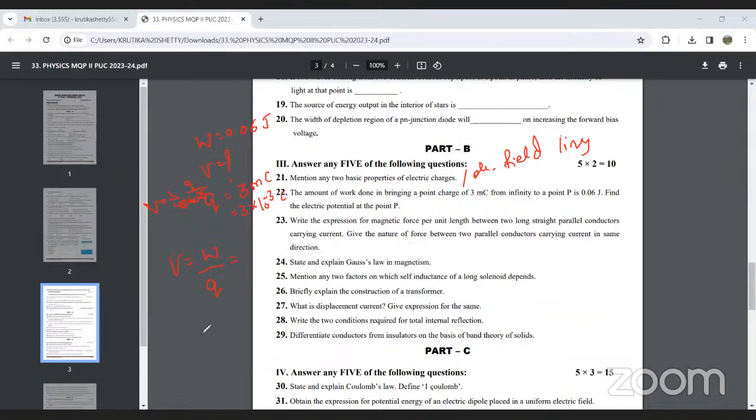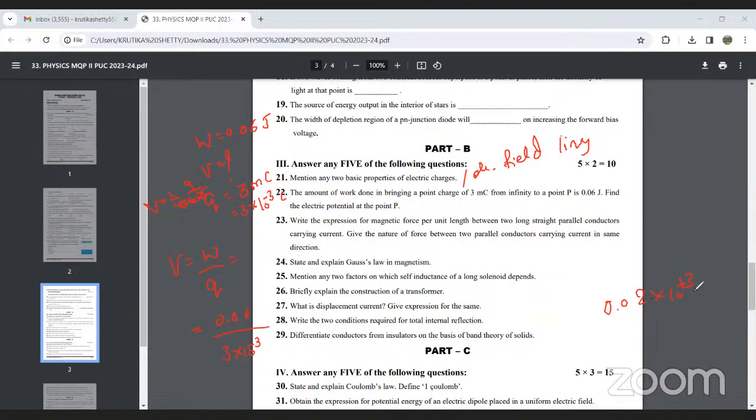What is the work done? It is given, the work done is 0.06 joules and the charge value is 3 into 10 raised to minus 3 coulomb, correct? So you need to simplify this. As I always tell you in the class, if you are not comfortable with decimals, you can go for ratios and simplify. So 0.06 divided by 3 you will get as what? 0.02 into 10 raised to minus 3, and going to the numerator it becomes plus 3.